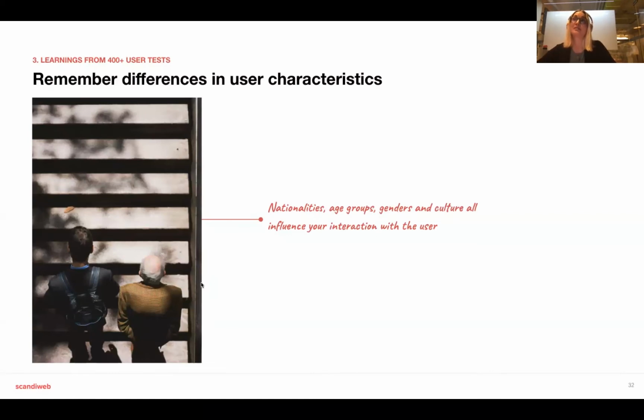Then also remember differences in user characteristics. So nationalities, age groups, genders, and culture all influence your interaction with the user. And here I don't want to be stereotypical, but you just have to take into account that different groups might act differently. So for example, if your target audience is maybe older, then it sometimes happens that they might have some technical difficulties with, for example, sharing their screen, or they just take more time to answer your questions. And it's not always the case. I'm not saying that, but you just have to take into account that it might happen.